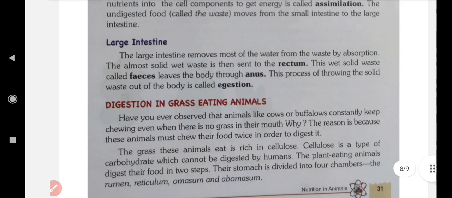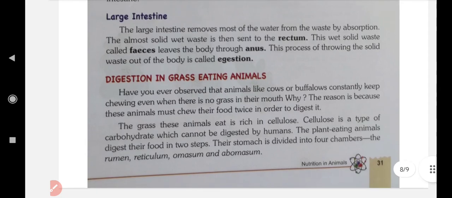Now we will see digestion in grass-eating animals. Grass-eating animals means, children, you know what? This cow, buffalo, goat, these are grass-eating animals. The grass these animals eat is rich in cellulose. Cellulose is a type of carbohydrate which cannot be digested by humans. The plant-eating animals digest their food in two steps.